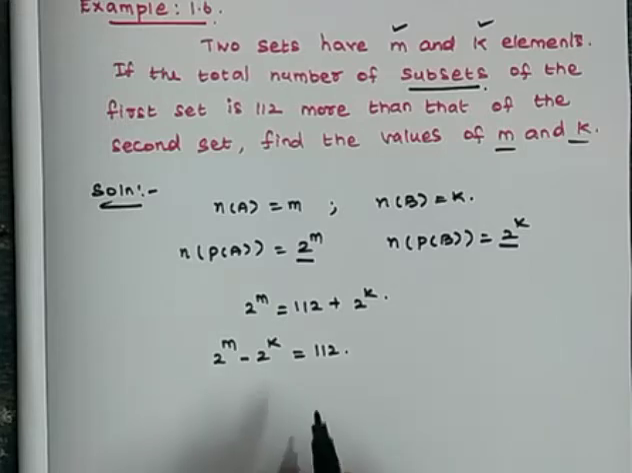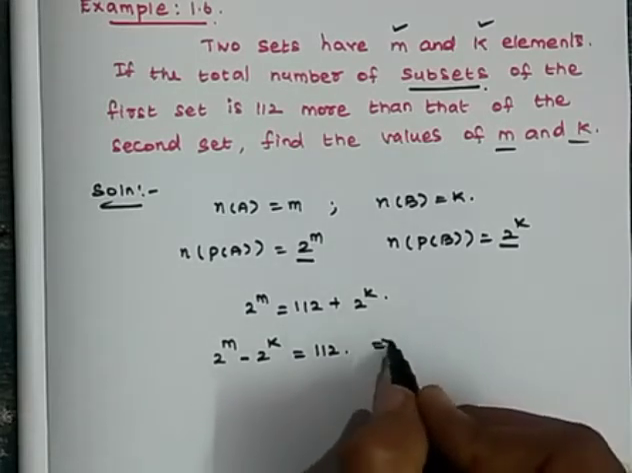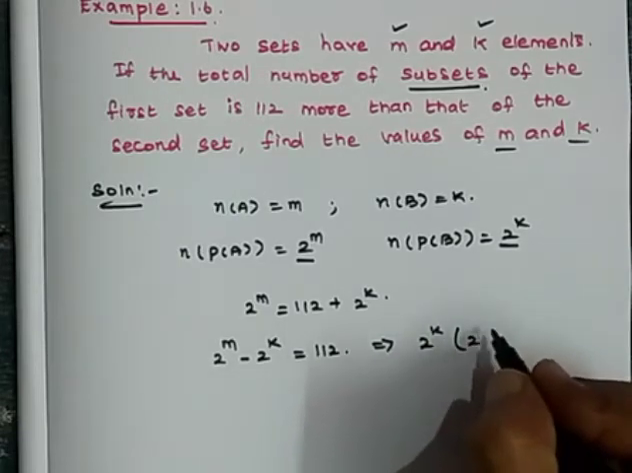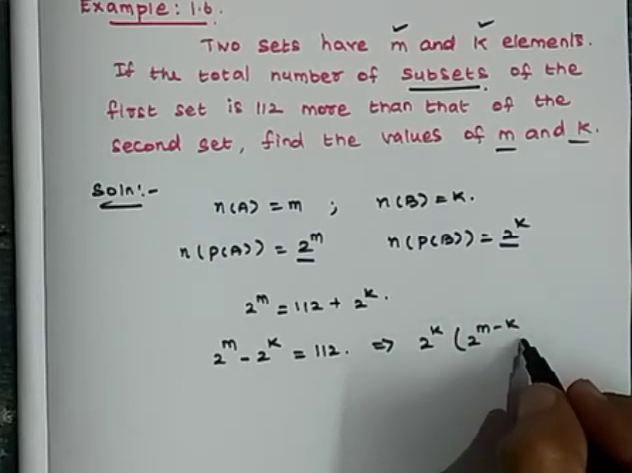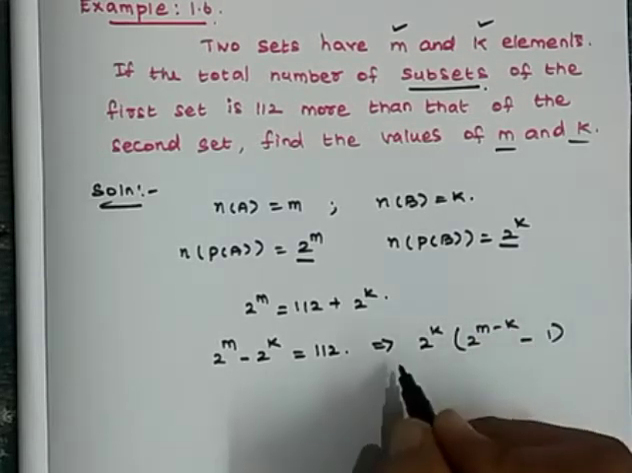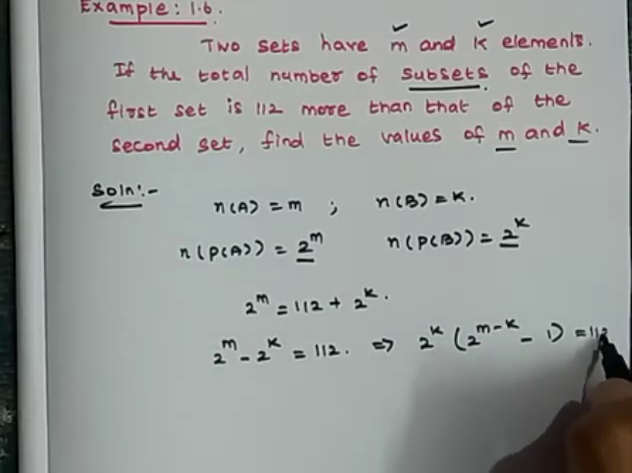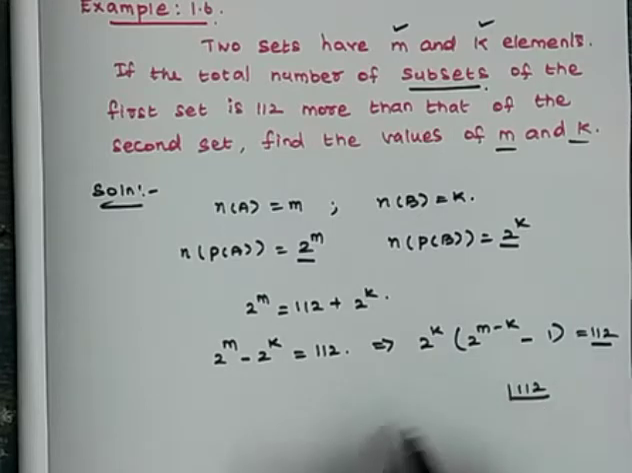Now I can take 2 power k as common. So if I take 2 power k as common, it will become 2 power k into 2 power m minus k minus 1, because we have taken 2 power k outside, so the first term changes like this, which is equal to 112. Now I have to take the prime factorization of this 112.